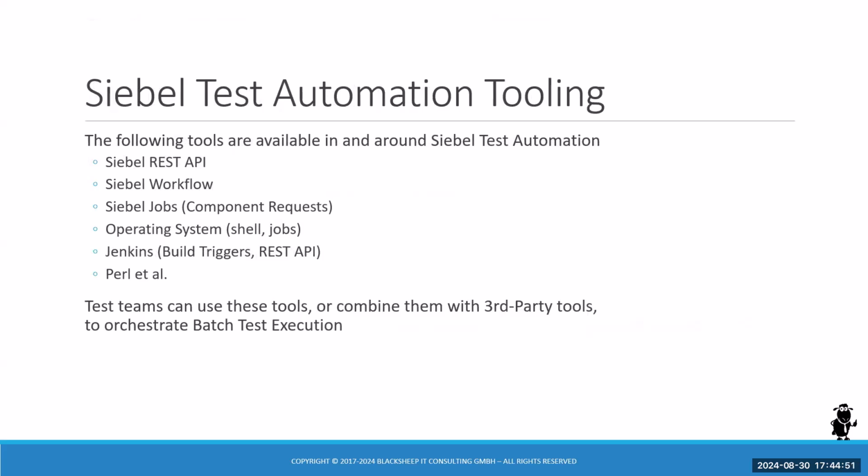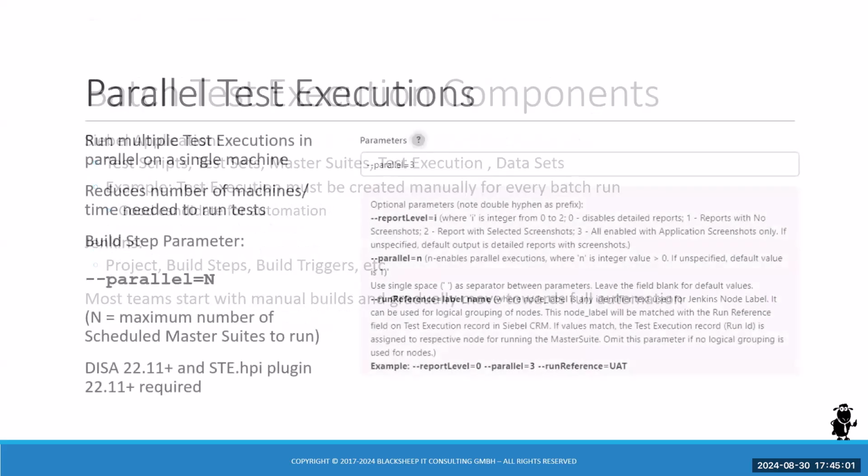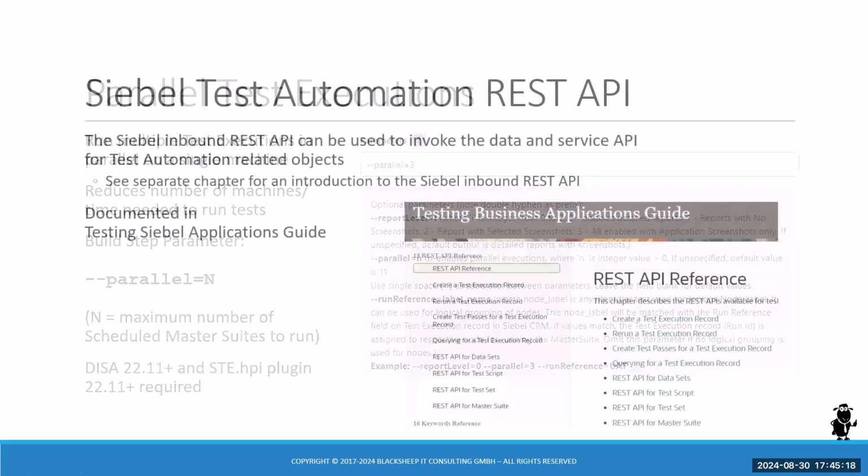Well, all the goodies in Siebel, the REST API and workflow, and you have operating systems, you have shells, you have PowerShell, and you can do parallel execution. I just really cherry pick here some slides. Parallel test execution is something we use. We run 3 test suites in parallel on a single machine. That is, of course, 3 times faster than running sequentially.